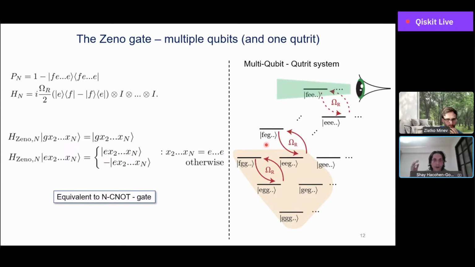So how does this work on multiple qubits? It looks exactly the same. So now we have many, many qubits and one qubit. And this is our space. So the first index indicates the index of the qubit. So we have G, E, and F over here. And again, just like before, we're just going to be driving locally the E to F transition over our qubit. So that drives basically all these levels. This is a local drive.